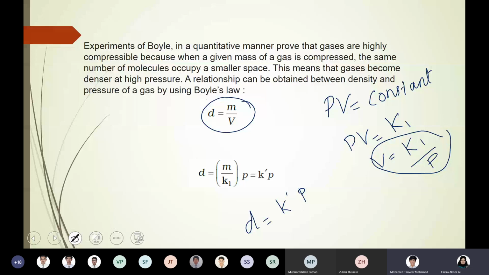Because this will become a new constant. The mass of an object is a fixed mass. So mass divided by the proportionality constant of Boyle's law, M by K1, will be a new constant. That is why it is written as K dash, indicating it's a new constant. Because mass is a fixed value, it won't change, it's not a variable. That is why mass, which is a constant, divided by the Boyle's law constant, will become a new constant that is represented as K dash.